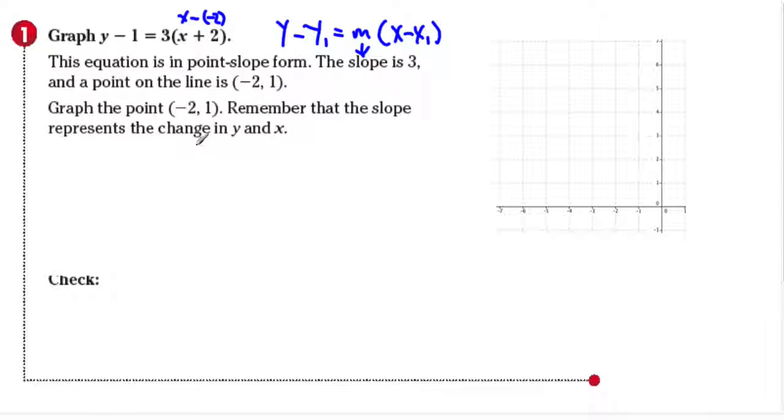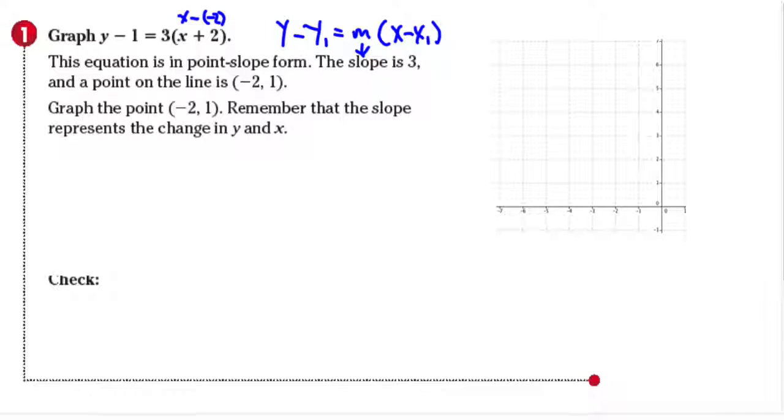So we want to graph the point first, negative 2, 1. Remember that the slope represents a change in y and x. So let's graph negative 2, 1 first. Negative 2 and 1 is right there. So we plot the point right there.